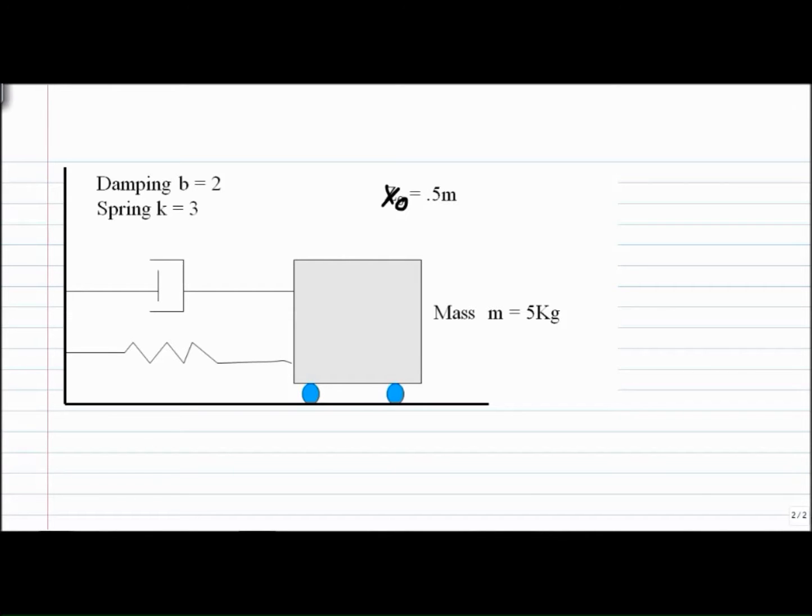But the spring has a constant K of 3, so the spring force will be 3 times the delta x, the difference in position from wherever the unsprung position is, or the natural position. This is a damper with a damping coefficient of 2. The force on a damper is, of course, B times x dot. And I'm leaving this open to having some initial conditions, like an initial position 0.5 meters away from where it would normally come to rest.